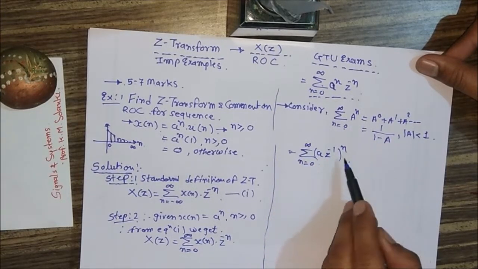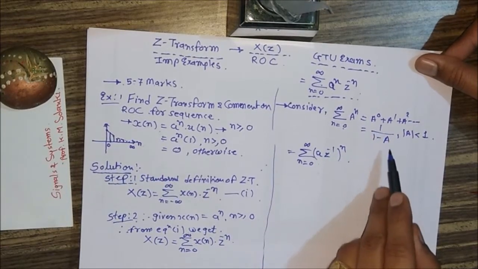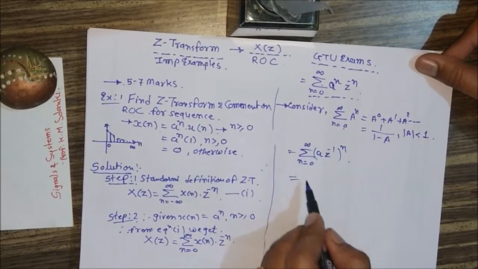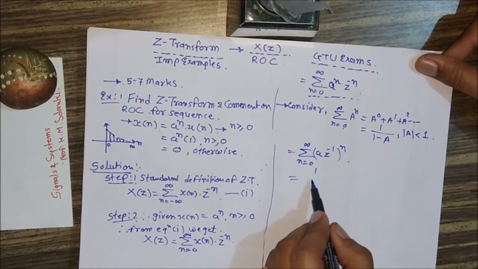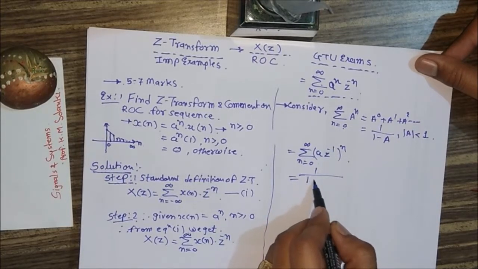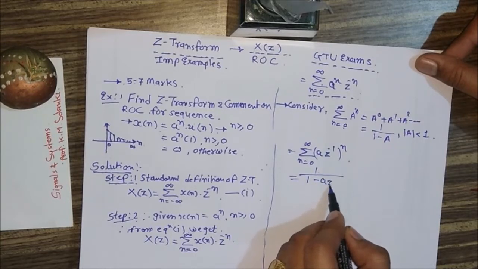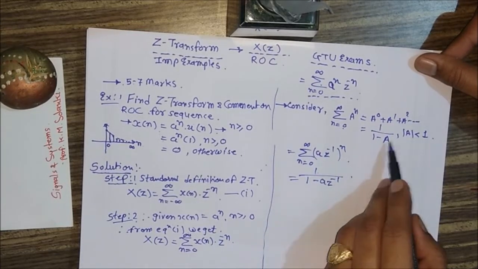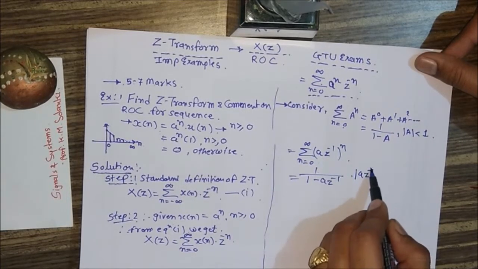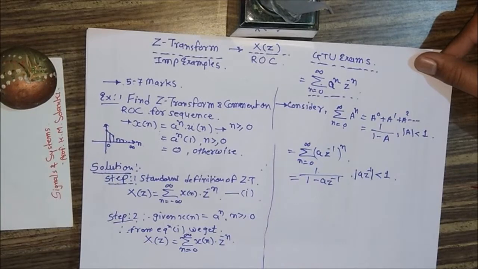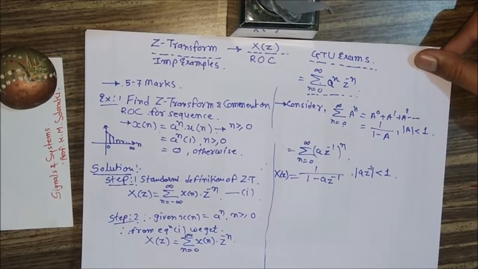So now it is very easy. Capital A is nothing but a z inverse in this equation. So put capital A equal to a z inverse. The solution of this equation will be 1 upon 1 minus a z inverse, and the same condition will follow: mod a z inverse must be less than 1. This is the solution for the given x of n, that is x of z.